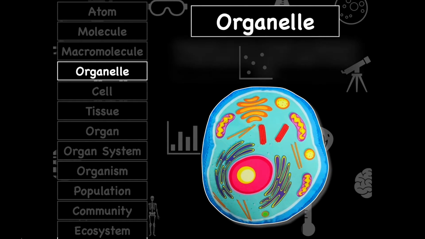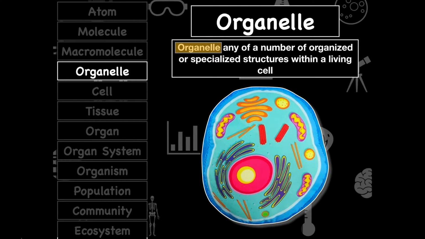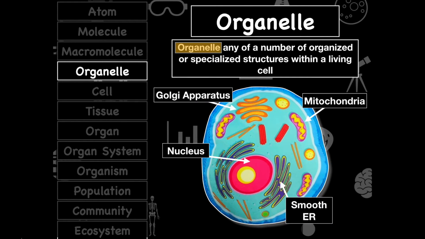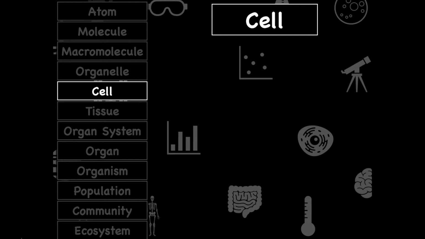So next we get to organelle. And an organelle is any of a number of organized or specialized structures within a living cell. So examples of this are the Golgi, the mitochondria, the smooth ER, the rough ER, the nucleus. These are the things that are going to form together to get a cell.